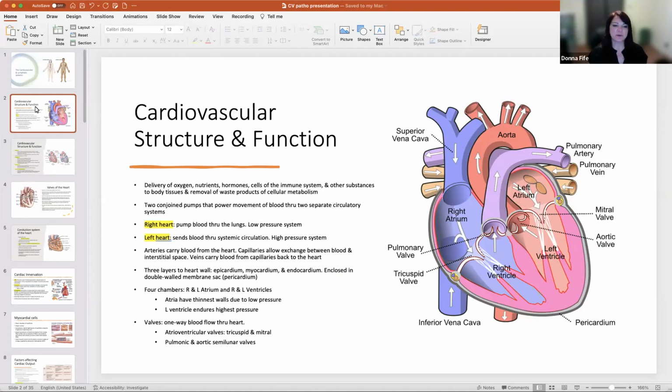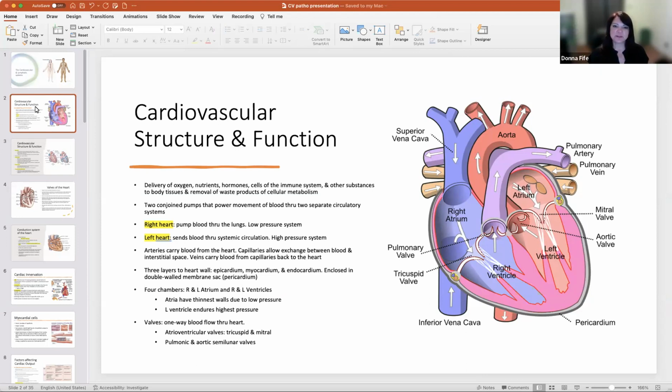The heart is composed of two conjoined pumps that power movement of blood through two separate circulatory systems. The right heart pumps blood through the lungs, and it's a low pressure system. And the left heart sends blood through the systemic circulation, so this is a high pressure system. Arteries carry blood from the heart. Capillaries allow exchange between blood and interstitial space, and the veins carry blood from capillaries back to the heart.